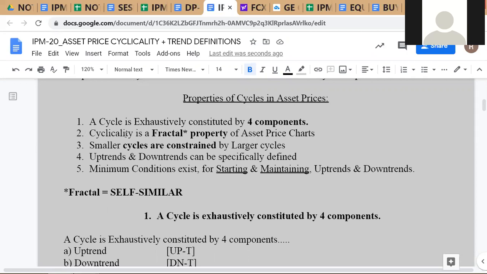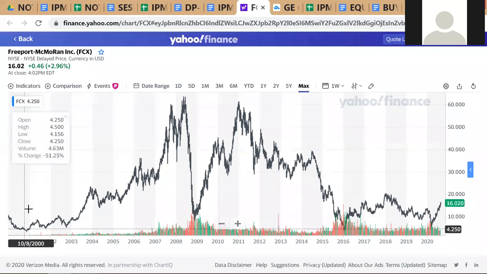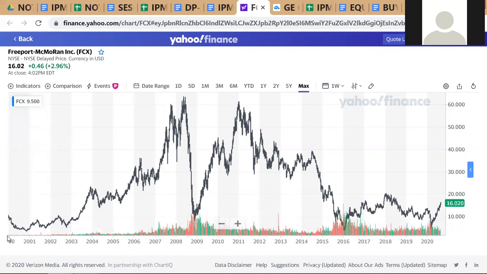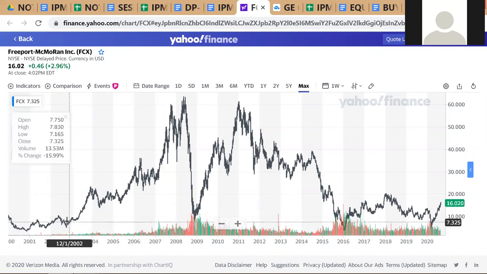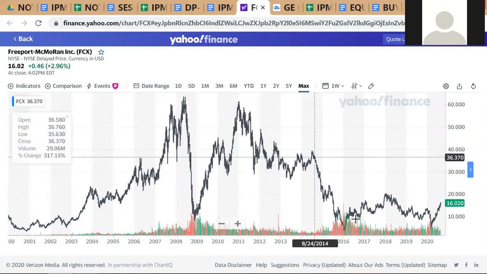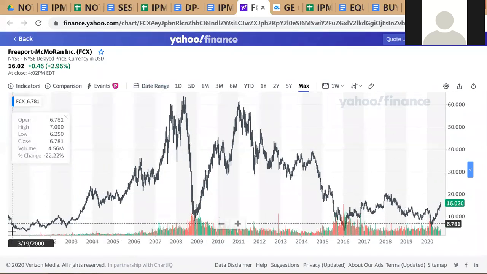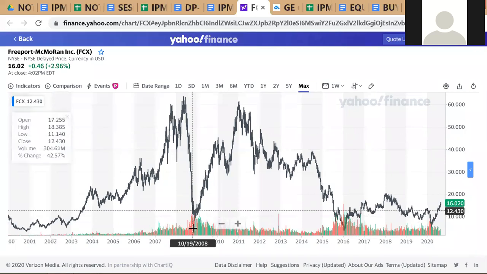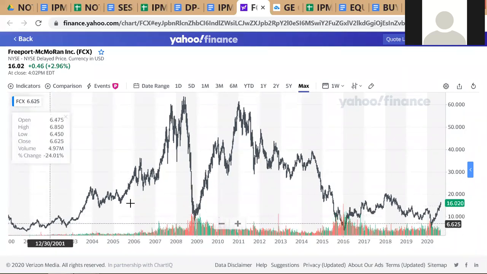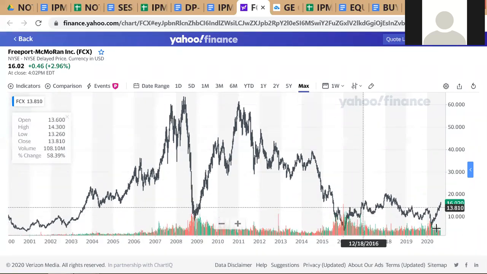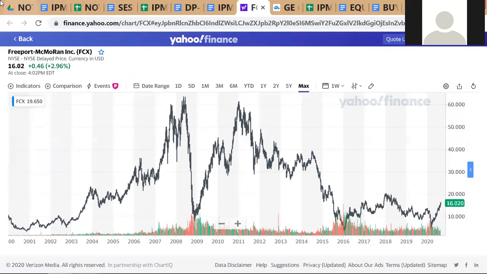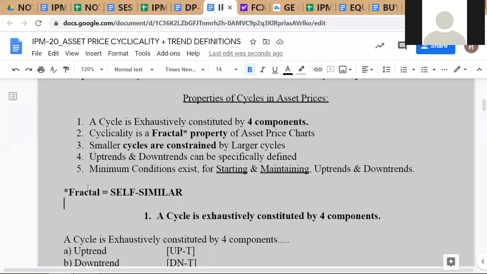Now, also understand this term cyclicality. Cyclicality means nothing but, because one of my students in the earlier batches was very confused by this word, I just want to make sure people understand. Cyclicality means just the property of moving in cycles. So if we say that asset prices exhibit cyclicality, that means that asset prices tend to move in cycles. They have the property of moving in cycles. That's all it means, okay? So cyclicality is a fractal property of asset price charts.